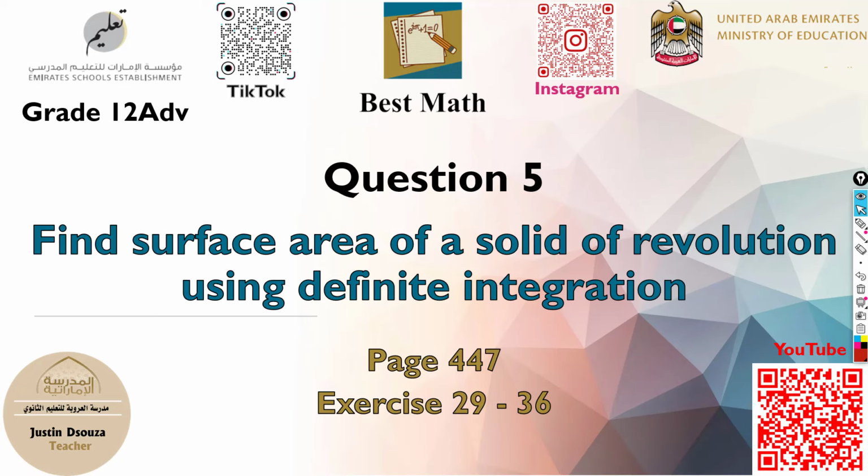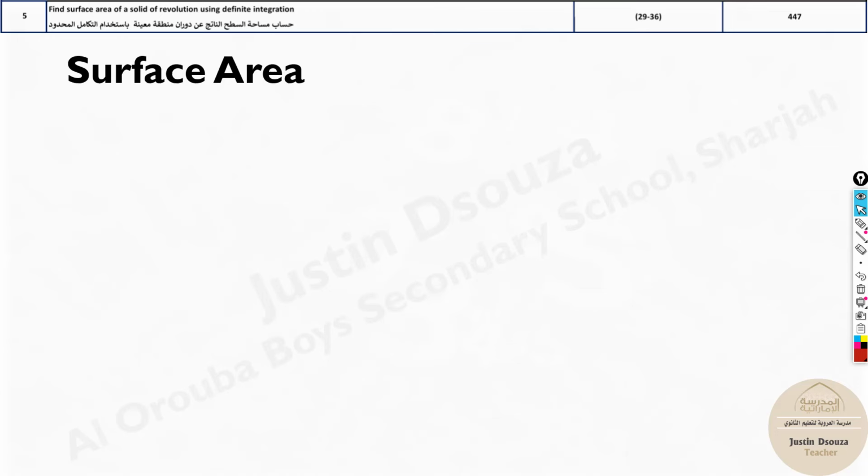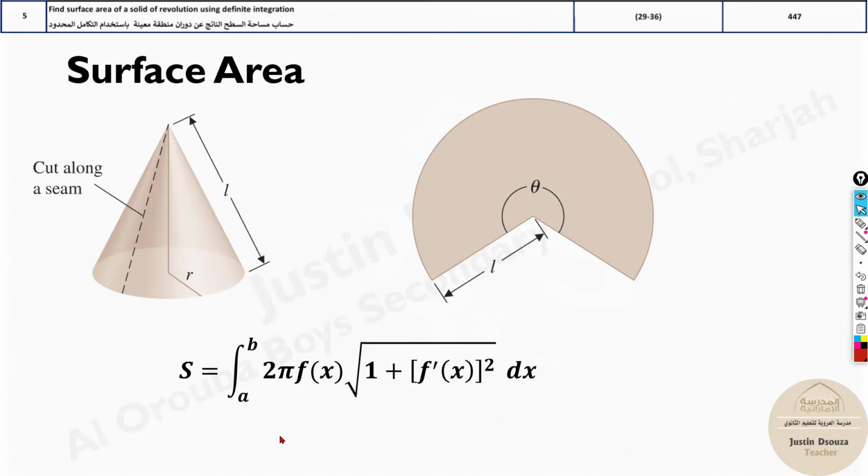Question 5 is to find the surface area of solids. The surface area formula is given over here. It is the integral, limits a to b, 2 pi f of x, that's the given function, multiplied with the square root of 1 plus f prime of x the whole square dx. You might remember this much is the last formula, that is the arc length formula. Only 2 pi x or f of x, the function, is the addition. That is to find the surface area.